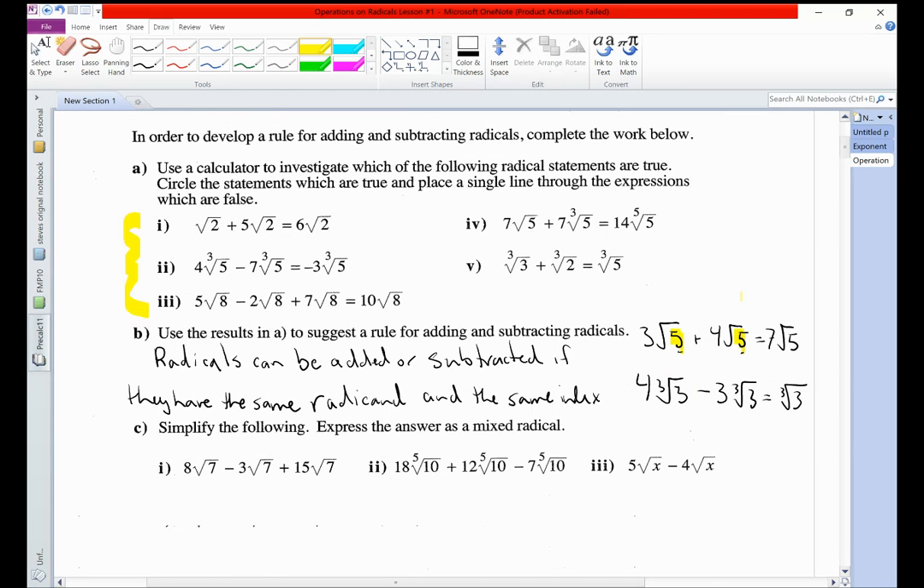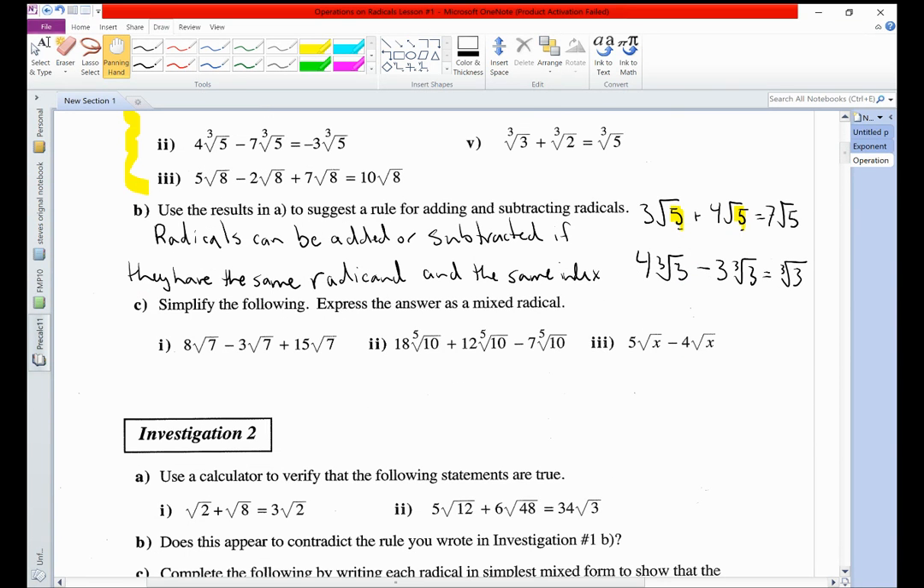So let's look at a couple more examples here, some longer ones. In example C1 here, we have 8 root 7, subtract 3 root 7 plus 15 root 7. So they're all square roots, and they all are square root of 7. So now basically we're just doing 8 minus 3 plus 15. So 8 minus 3 is 5, plus 15 is 20. So now we can say we have 20 root 7. 20 square root of 7.